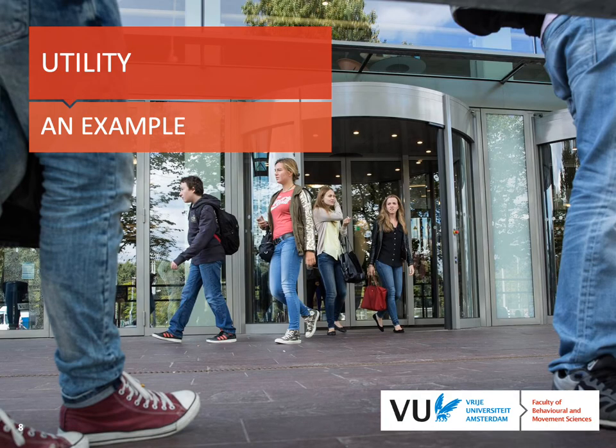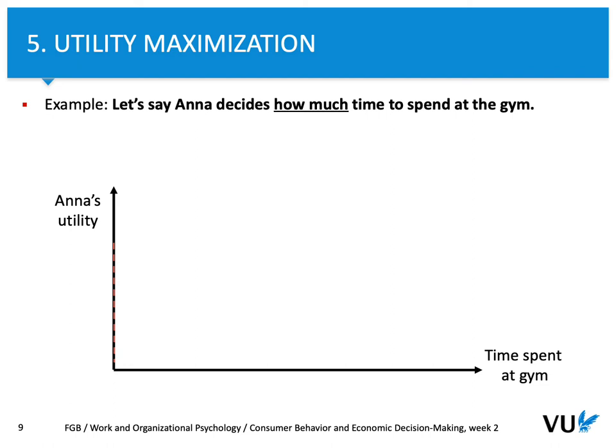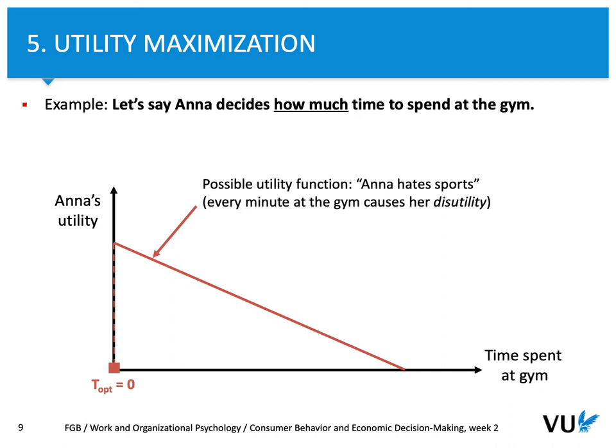Let's consider another example. Again, in this example, we have Anna. Let's say Anna decides how much time to spend at the gym. We can consider two utility functions. The first one, as you see here on the slide, assumes that Anna hates sports. If she hates sports, every minute at the gym causes her this utility, dissatisfaction. So in this case, if she hates sports, optimum time is just basically zero. The more time she spends, the lower is utility for her.